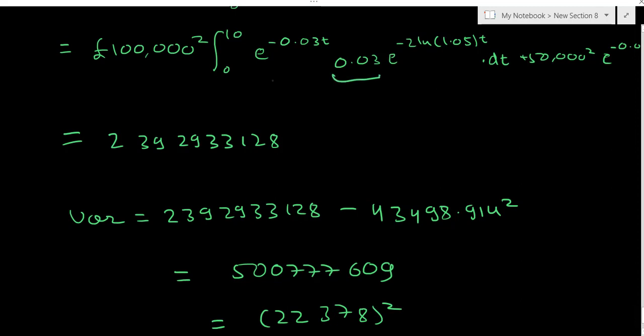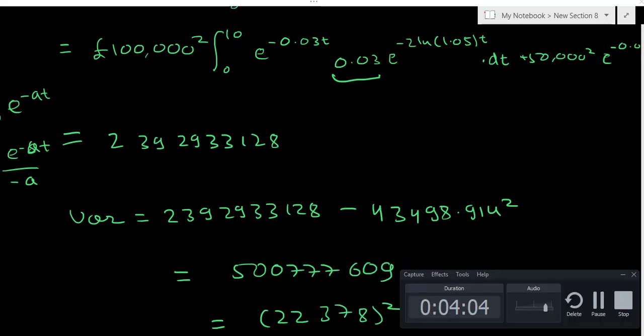Taking this part outside, and then e to the power of minus at. The integral of this thing is just e to the power of minus at divided by minus a, right? So you will get this, and then you'll have to put the values, and then this solves. Okay, so simple, pretty easy.